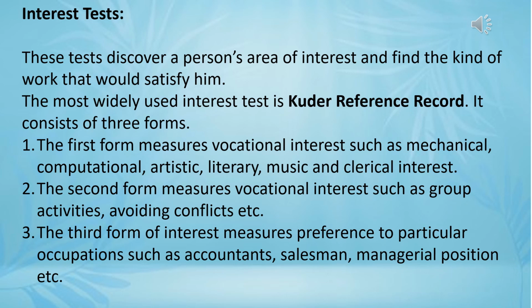In Form 2, we have vocational interest styles. Form 1 is vocational interest areas, Form 2 is vocational interest styles. This basically delves into an individual's preferred work styles and environments, focusing on factors such as group activities, conflict resolution, and interpersonal dynamics. We have Form 3 also.